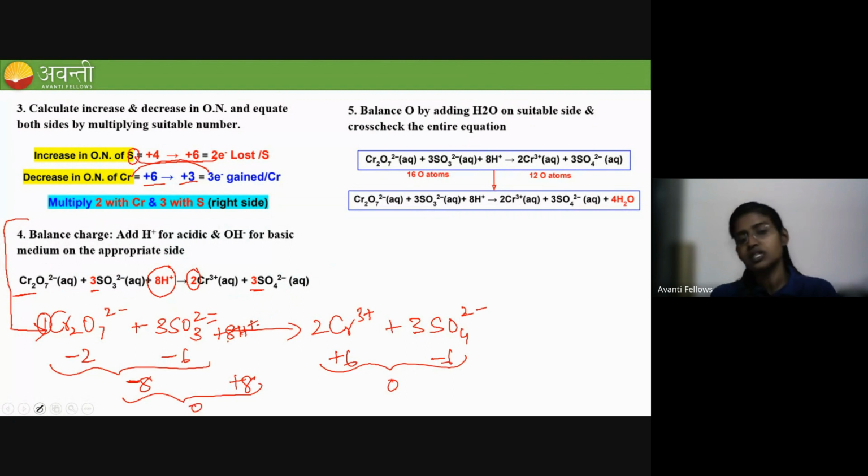If you want to add negative charge, add electron. And if you want to add positive charge, add proton. Okay, that's all. Now the charges are balanced.